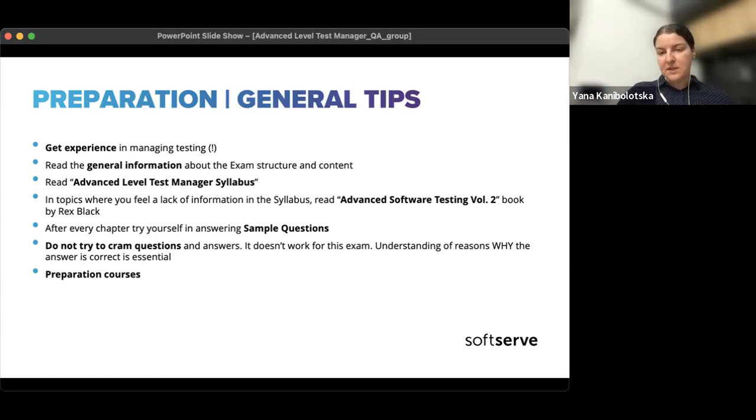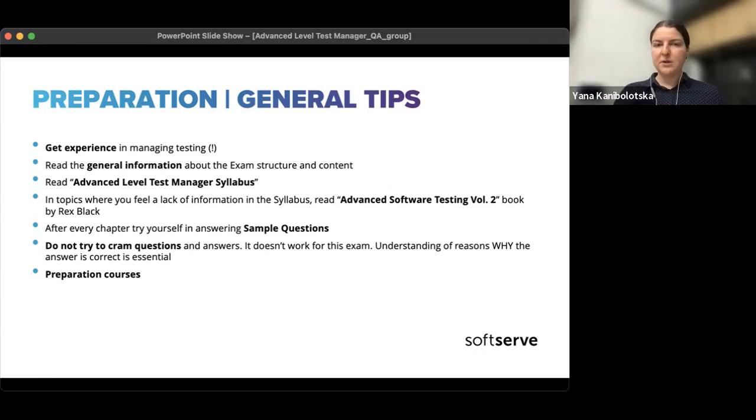But this one, it's interesting. It's super huge. If you like it, you can read it if you find it somewhere. But actually, even without it, the syllabus can be enough. For me, it was mostly enough. And after every chapter, as you probably did during preparation to the foundation level exam, you can try answering sample questions. And I'm sharing here on the next slide some links that you can use.